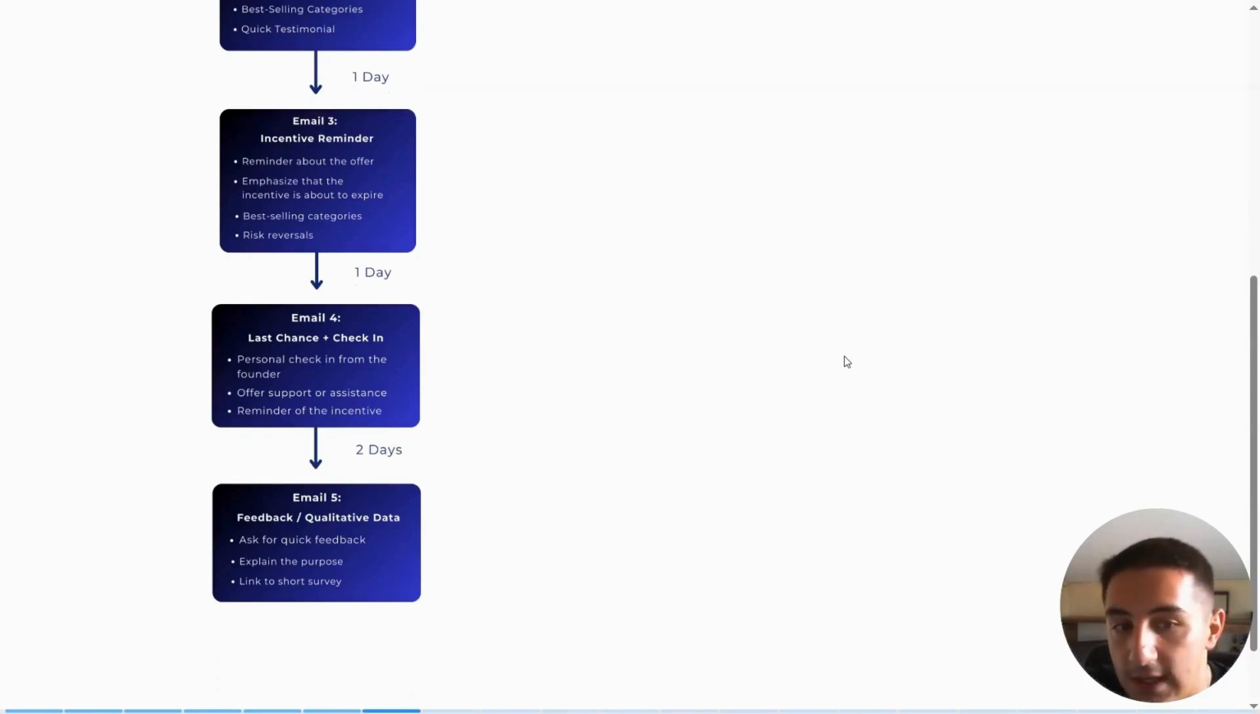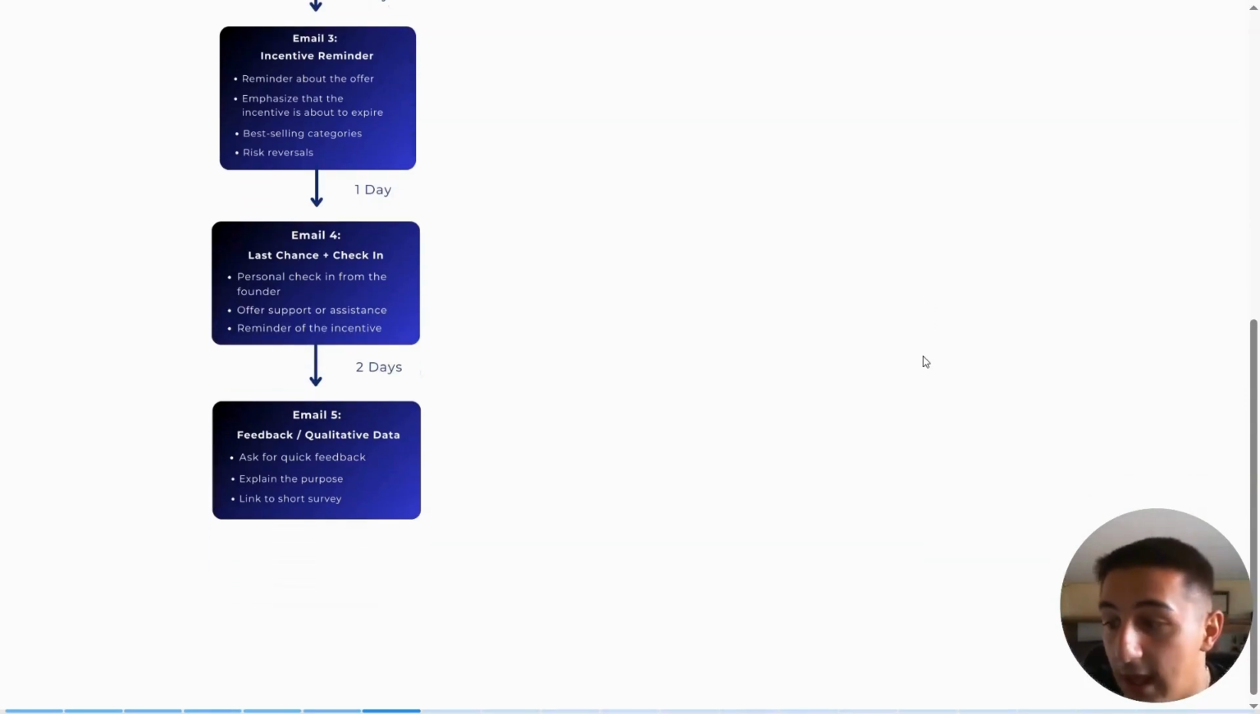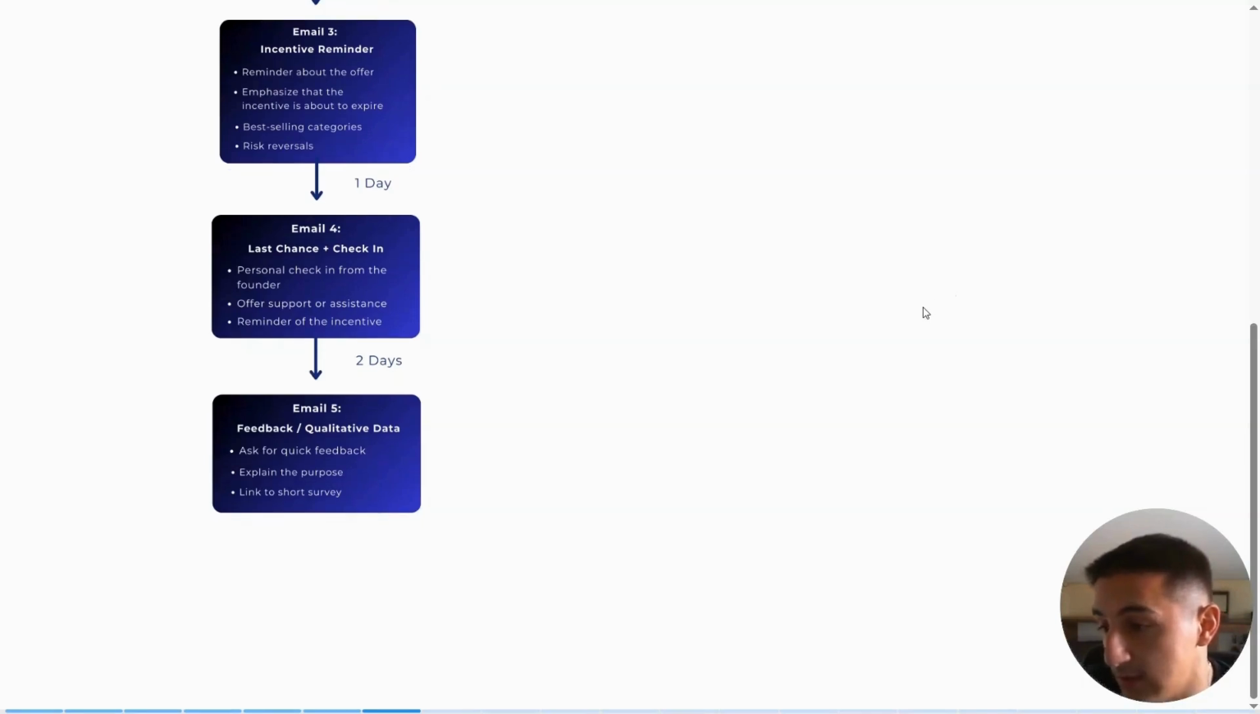Now email 4 is last chance plus check-in. Send this 1 day after email 3, and it includes a personal plain text style message, ideally from the founder, offering help or support, and a final reminder about the incentive. Now email 5 is the feedback and survey. Send this 2 days after email 4. The email is super important, and its goal is to send customers to a quick survey so we can understand why they don't return for another purchase. Alright, now let's dive into each of these emails with examples and more details.